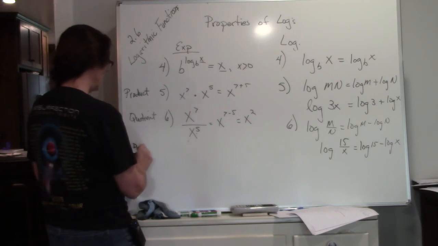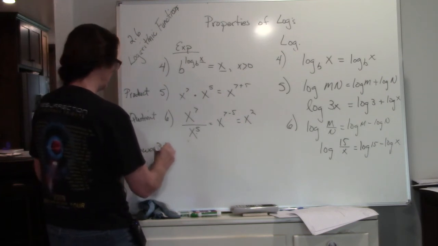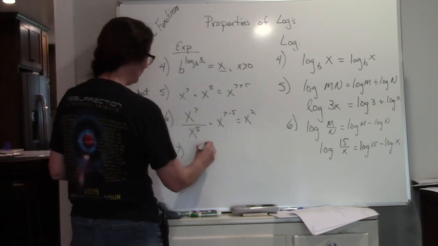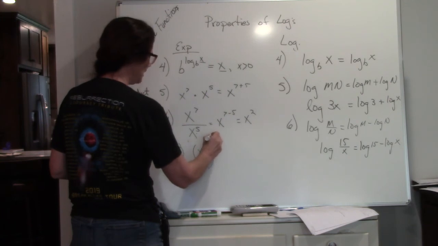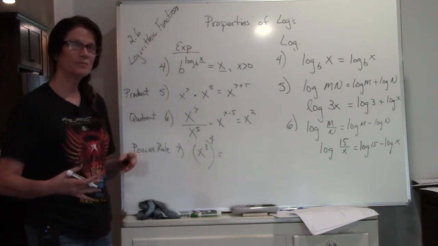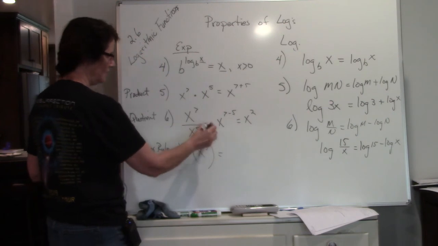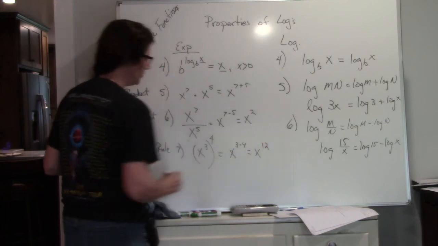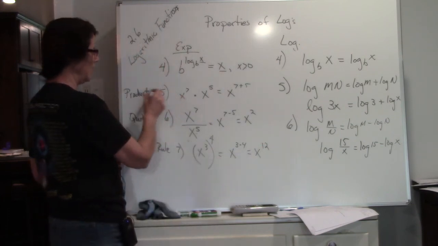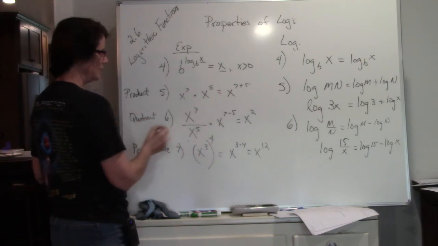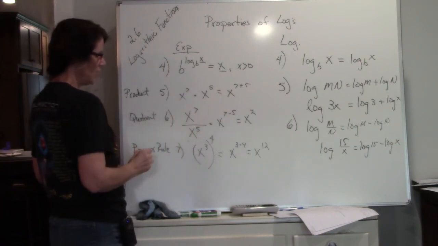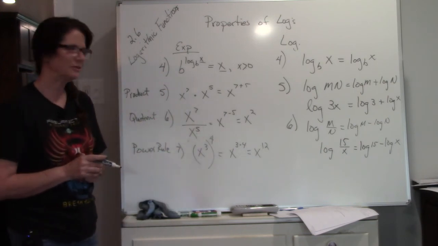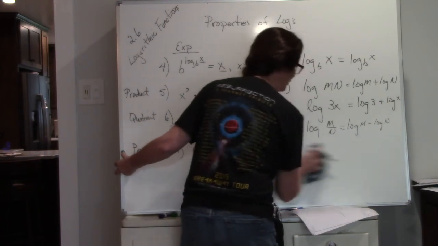And then the next one is the power rule. So the power rule, as an exponent, says if I have an exponent and then I raise that exponent to another power, I'm going to multiply these two exponents. So 3 times 4, which is x to the 12th. Okay, so when I multiply two exponents, I add. When I divide two exponents, I subtract. When I have an exponent on an exponent, I multiply those two exponents. Okay, so it's the same thing over here.